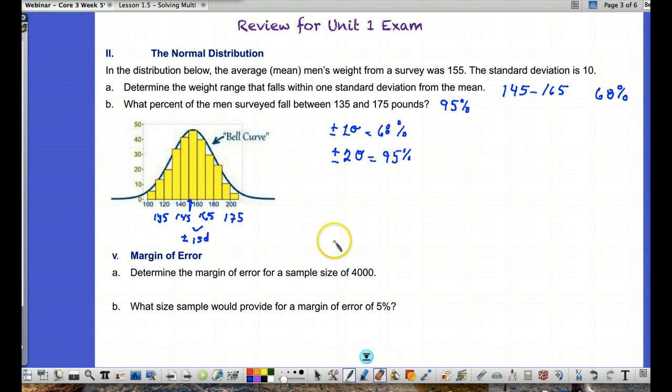Oh, Franny, you're asking about the empirical rule. Yeah, versus experimental. Or did you have a question about that?